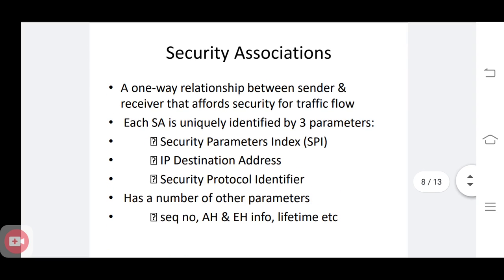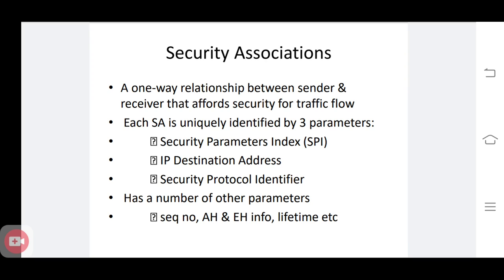Then what do we mean by security association? It is a one-way relationship between the sender and the receiver that affords security for traffic flow. Each security association is uniquely identified by three parameters: the security parameter index, the IP destination address, and the security protocol identifier. It also has a number of other parameters like sequence number, authentication header info, lifetime, etc.